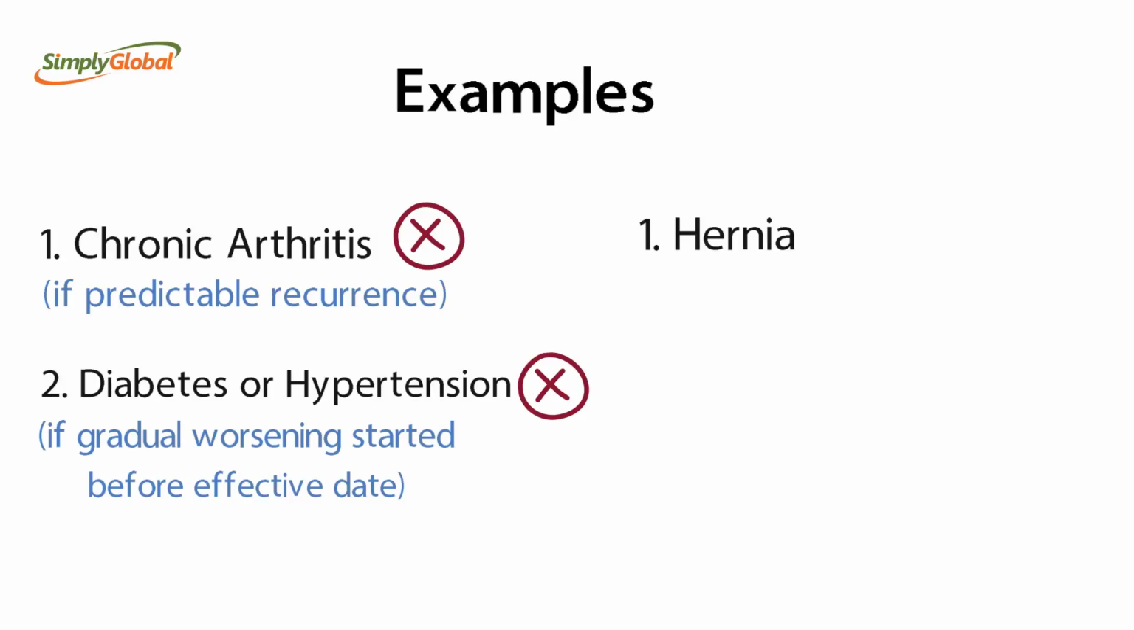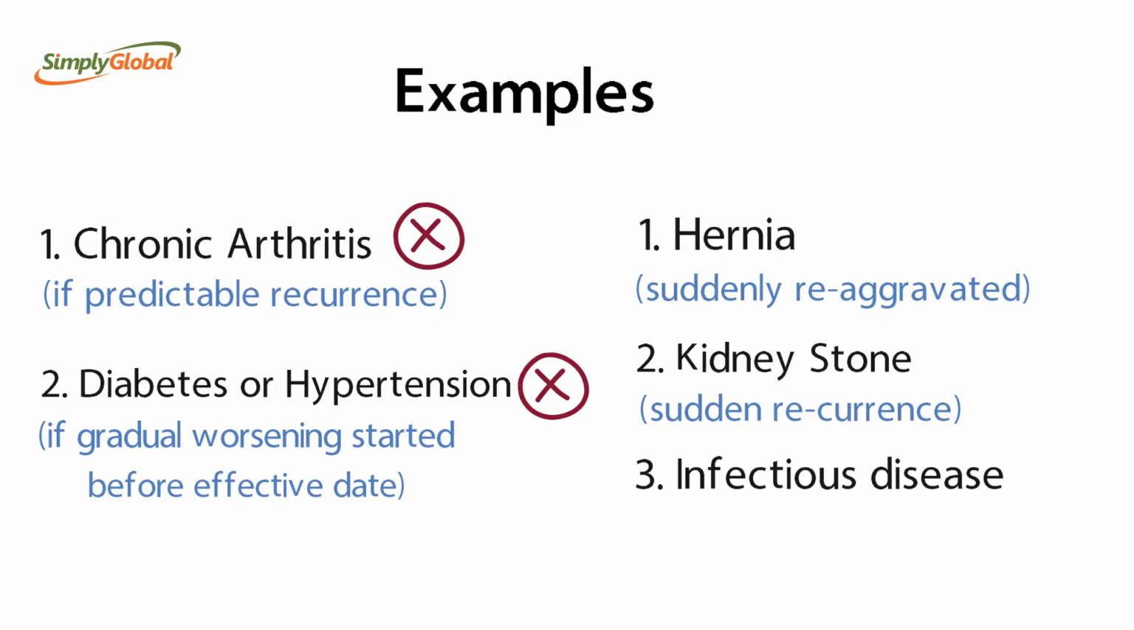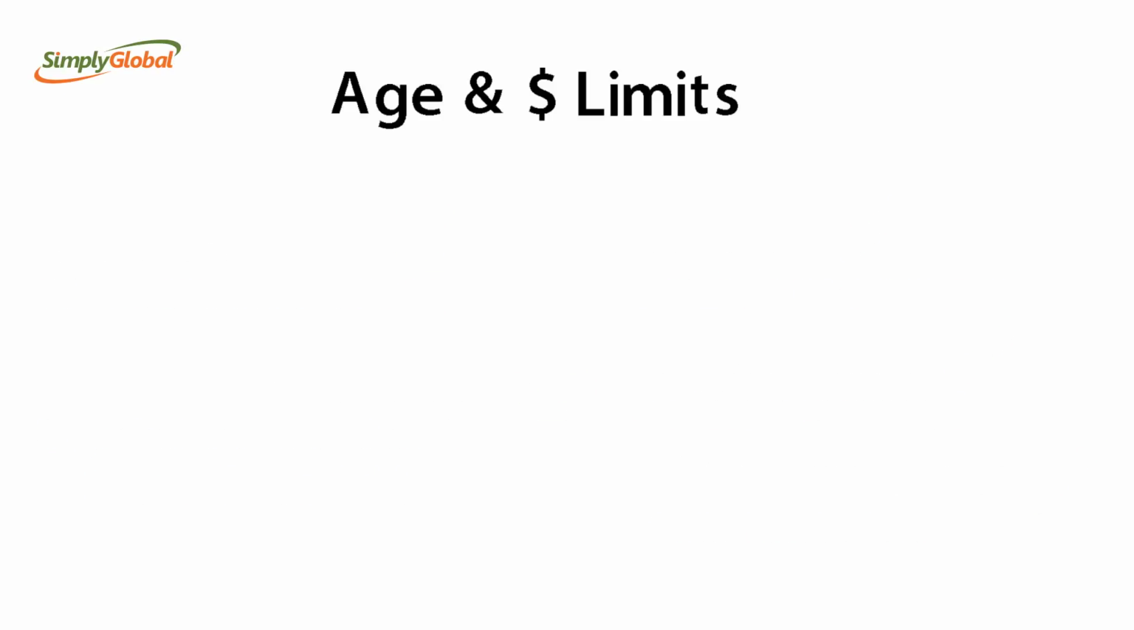On the other hand, a hernia that has suddenly re-aggravated, or a sudden recurrence of kidney stone, or a certain infectious disease that is showing symptoms after incubation, such as malaria, will be covered if there was no symptom of the recurrence before the effective date, since these are typically non-chronic conditions and they don't occur since birth, that is, they are not congenital either. Hope this gives a better clarity on what conditions need to be met in order for acute onset of pre-existing condition to be covered. Now, let's look at age and dollar limits for such a coverage.